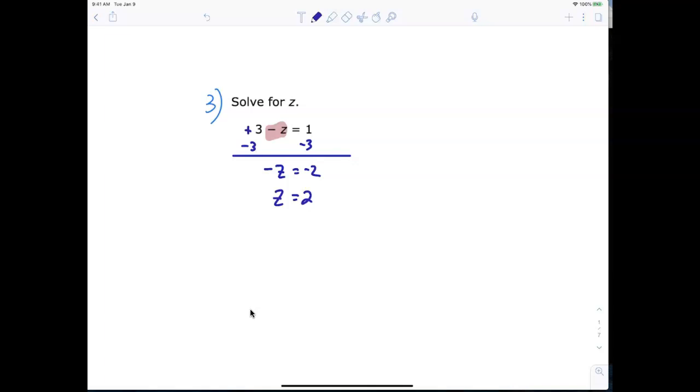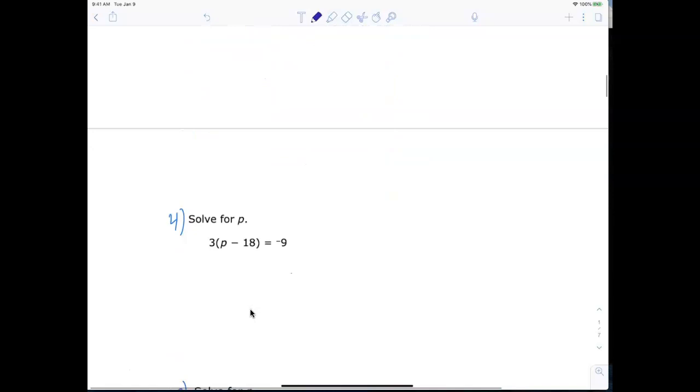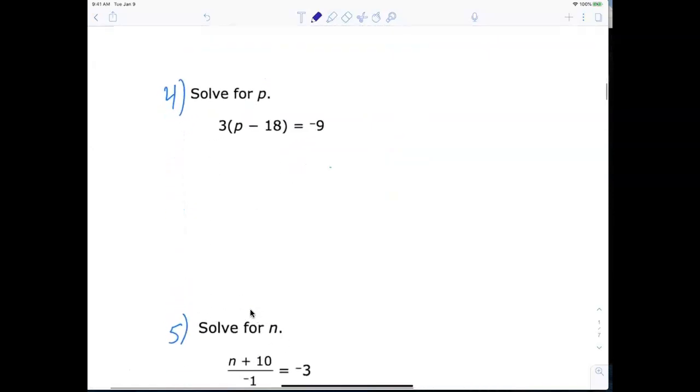Now, because you're more advanced, here's another way. I always tell the kids I try to make the variable positive, so I'm going to throw the z over here, and then I'm going to subtract the 1. And now the variable is positive. That's how I like to do it. I prefer that the variable stays positive, or I make it positive if it's possible. Okay? So now let's take a look at question number 4.